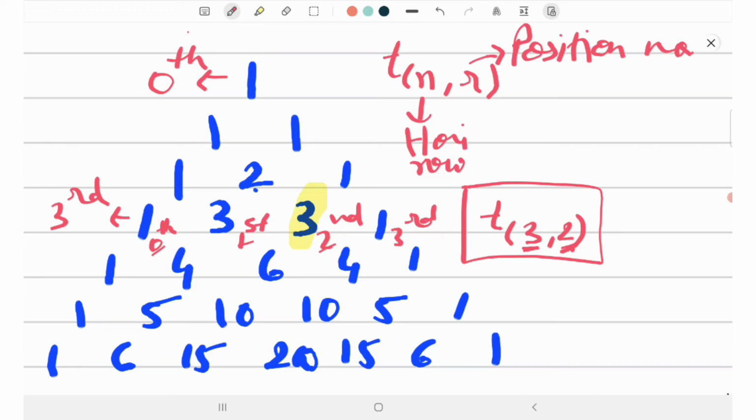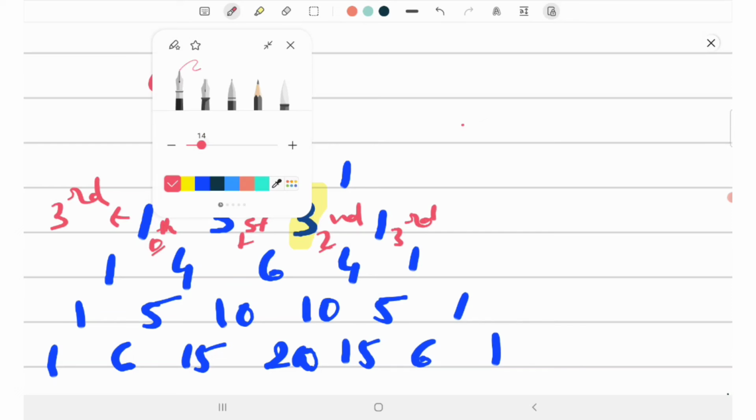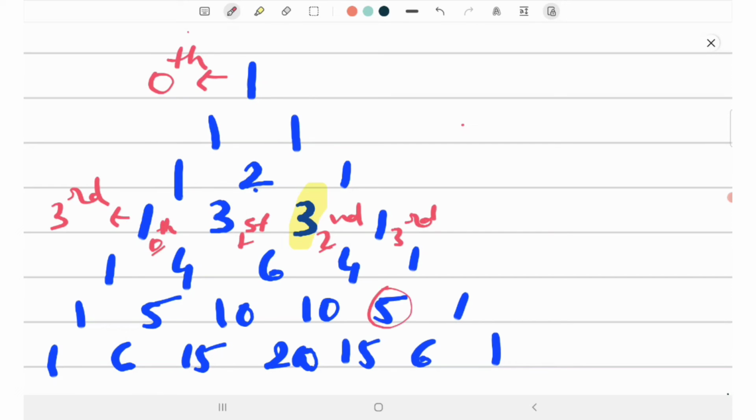Now, where is this concept useful? Let us just look into it. If I have to write any number in this particular format, let us say I am talking about this number 5. How can I write down this number 5? Number 5 is in which row? 0, 1, 2, 3, 4 and 5. Fifth row. And what is the position number? 0, 1, 2, 3, 4. So, the fourth position number. I think I just have to erase it. So, T 5 4 is my number 5.